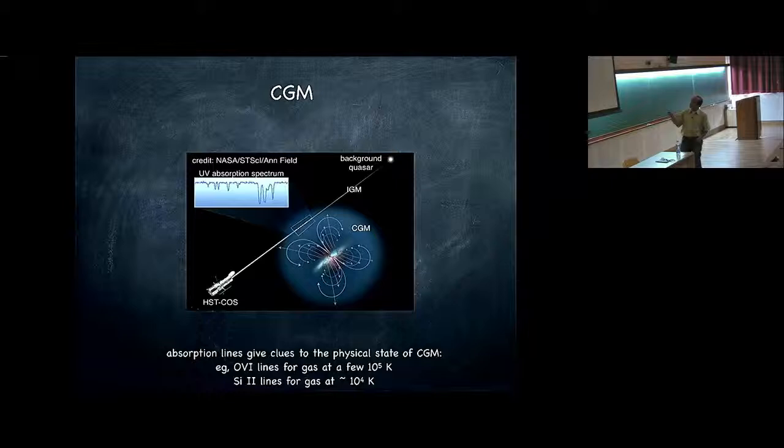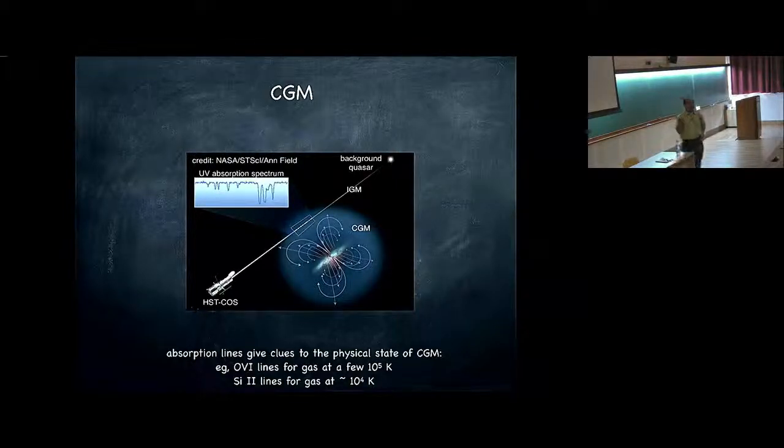There are absorption lines which can tell you about gas at different temperatures. For example, O VI lines tell you about gas at a few times 10^5 Kelvin, or Si II lines, for example, gas at a few times 10^4 Kelvin, etc. You can model these lines to give you column density and the turbulent or thermal velocities along the line of sight. But what makes it difficult to convert these observables into physical parameters like density and temperature is that along the line of sight, the gas can exist in a wide range of density, temperature and velocities.